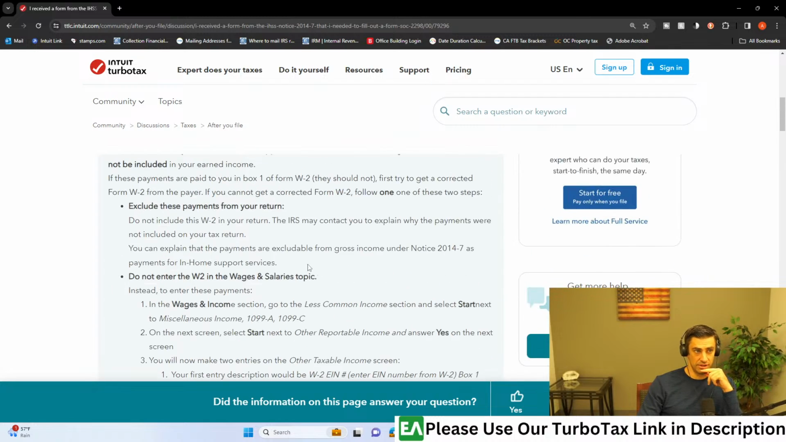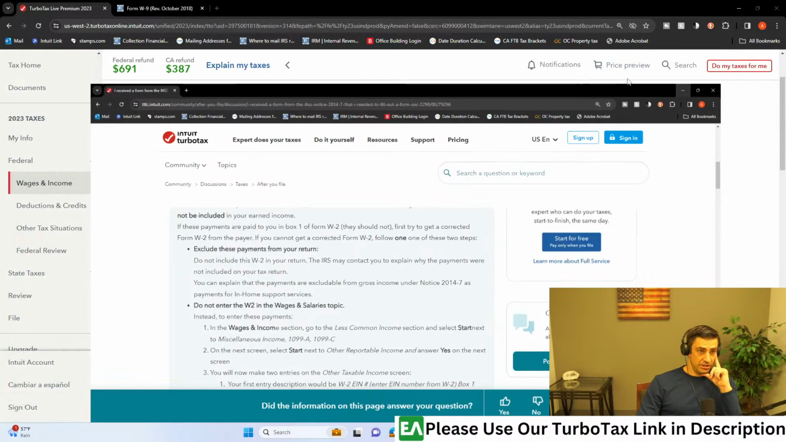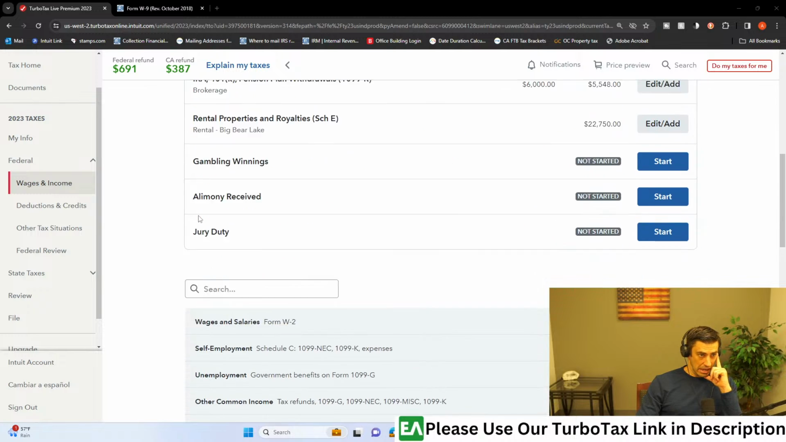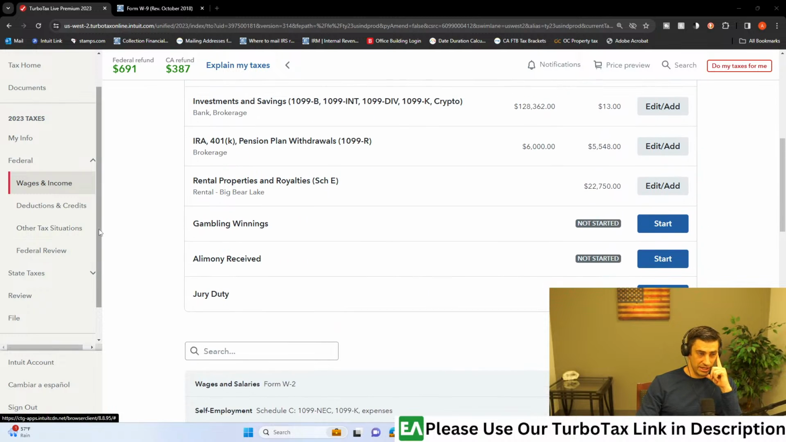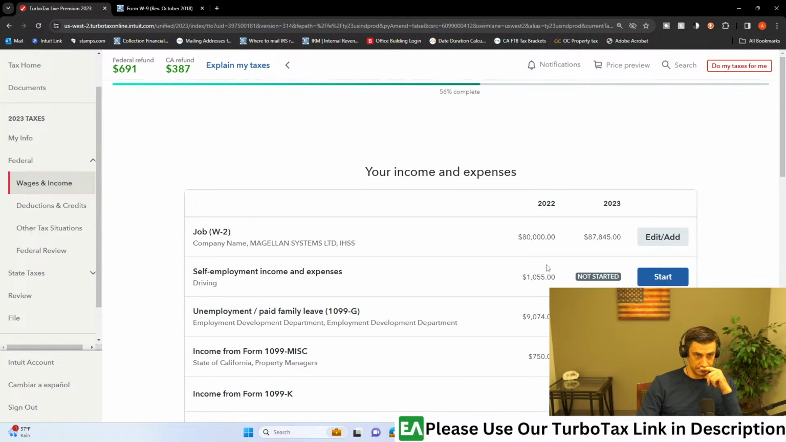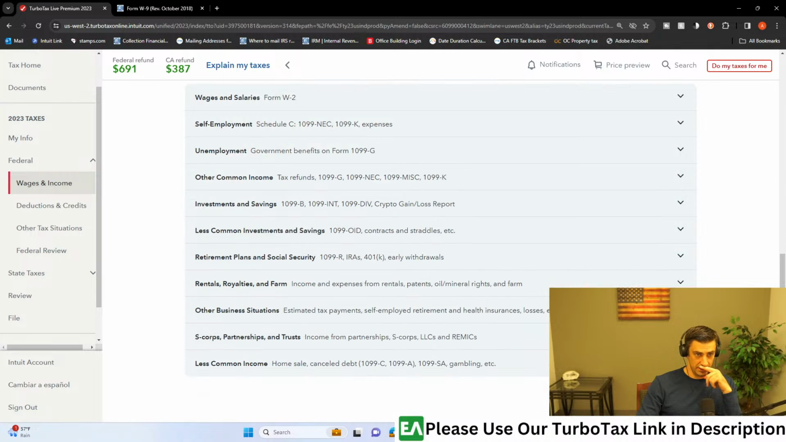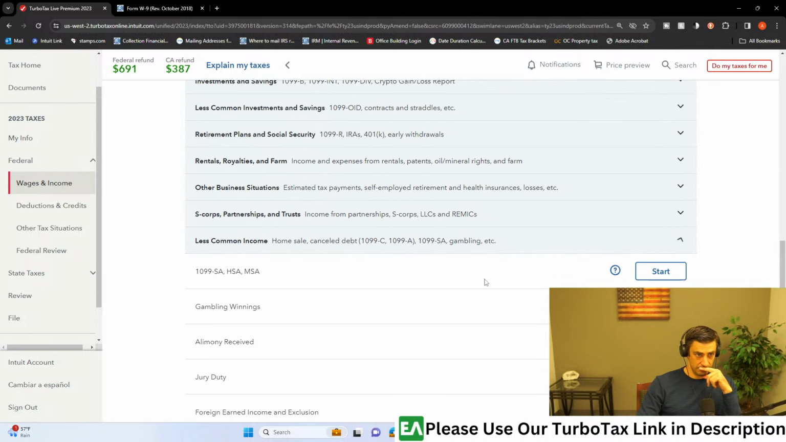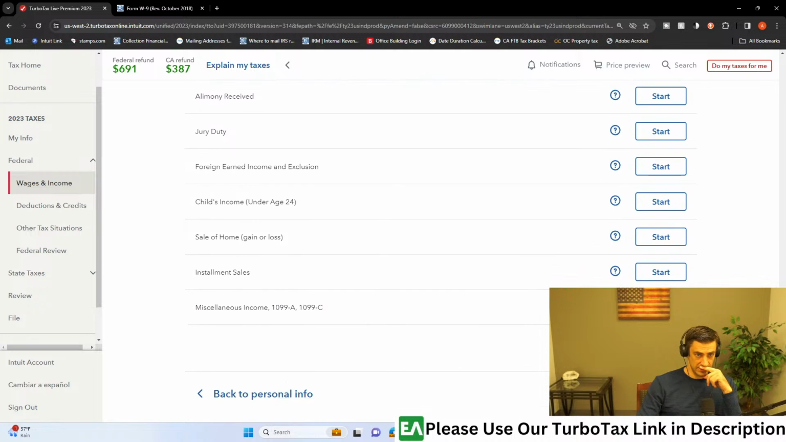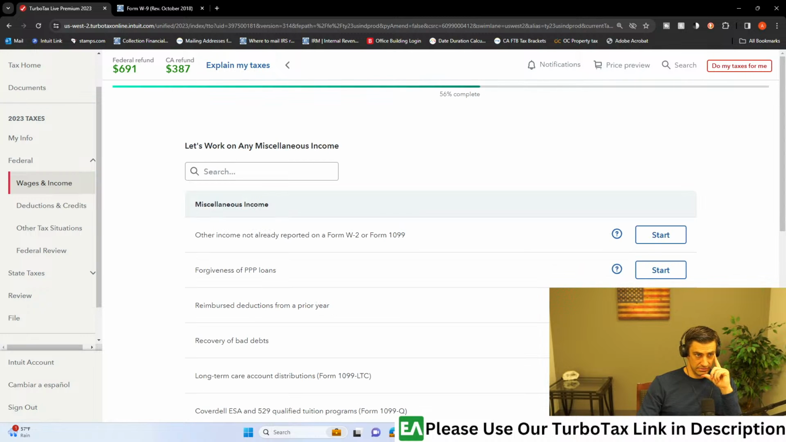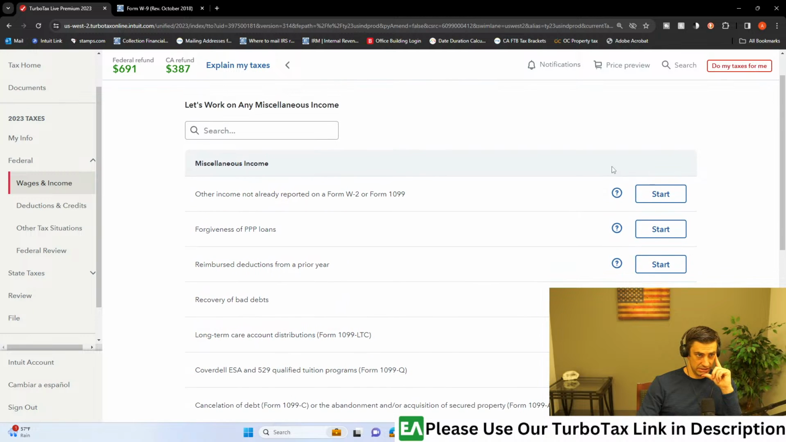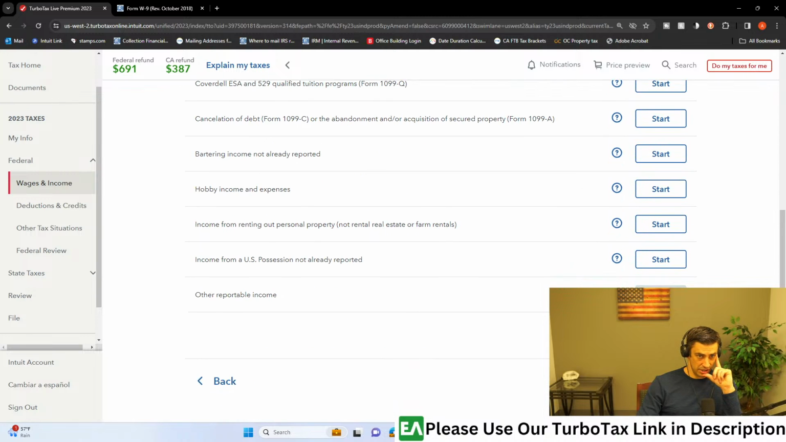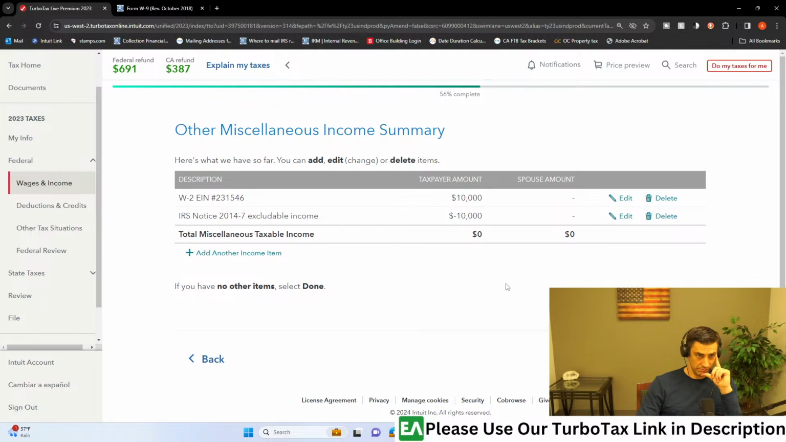Right, one of 2 ways. Okay. So this is how TurboTax is telling you to do it. I generally wouldn't do it personally this way, but this would work too. I mean, because you are explaining it, right? So that's essentially how we would do it. We would go into wages and income section here, less common income, click on this miscellaneous, right? And then we're going to say other reportable income. And there we go.